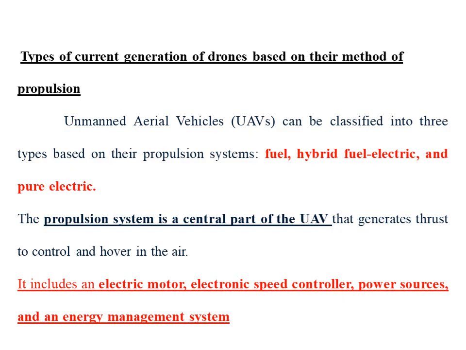The unmanned aerial vehicle can be classified into three types based on their propulsion system: fuel type, hybrid fuel-electric type, and pure electric type. The propulsion system is an essential part of the UAV, unmanned aerial vehicle, that generates thrust to control the hover in the air. It includes the electric motor, electronic speed controller, power sources, and energy management system.